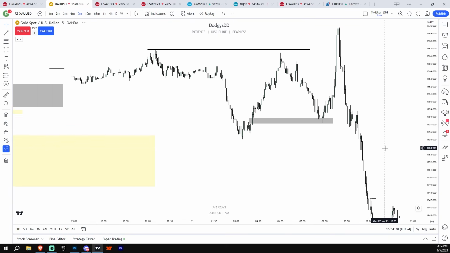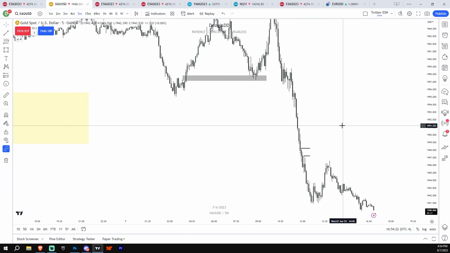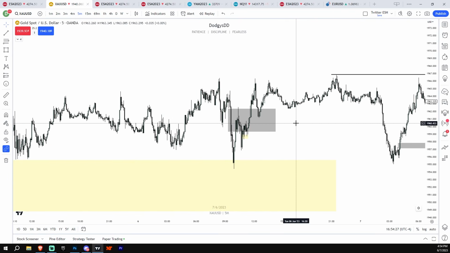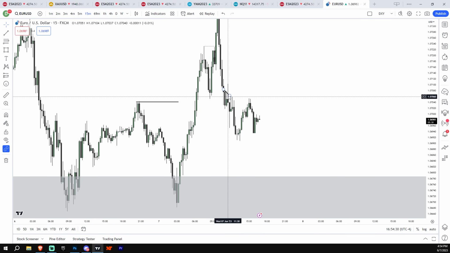Every move that plays out and hits the high is always based off an inverse fair value gap. That's why I love this model so much. There's just a ton of examples. Again, you have to use them in context. They're so effective.